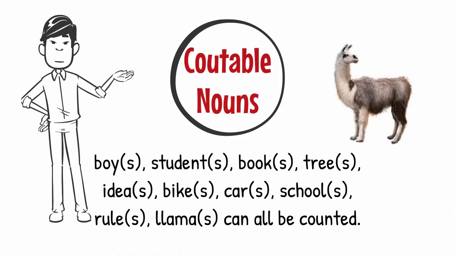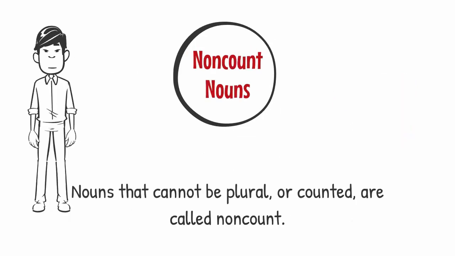For example, boy, student, books, tree, idea, bike, cars, school, rule, llamas, all can be counted and all can be made plural. Nouns that cannot be plural or cannot be counted are called non-count nouns.